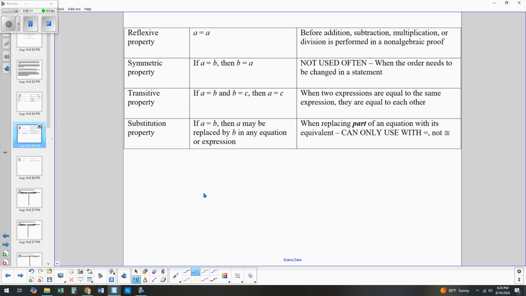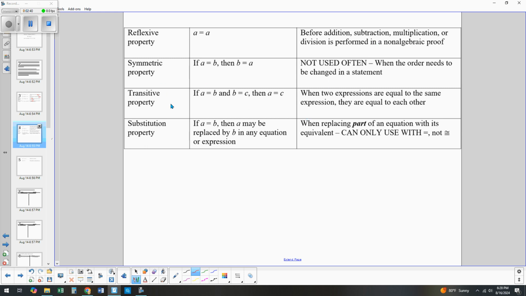The reflexive property. So these are a little newer. You may not have seen them before. The reflexive property is when you just say that something is equal to itself. It's almost like a reflection in the mirror. You're looking back at yourself. I don't want to call it a useless property, but it is somewhat silly, but we're going to use it sometimes before we do addition, subtraction, multiplication, or division in a non-algebraic proof, so a more geometric proof.